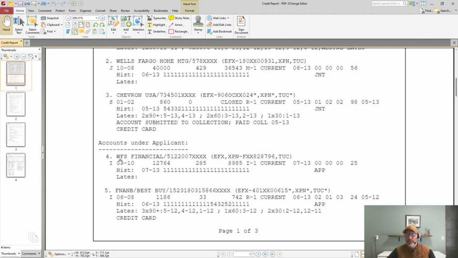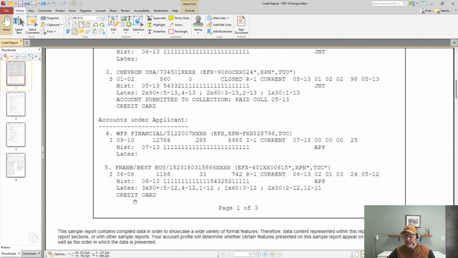You do also have a WFS Financial card that it looks like, or this looks like it probably is a car loan. It's an installment loan for $12,764, $285 a month payment. They paid this as agreed all the way through, or they're currently still paying it as agreed through July of 2013, 25 months reviewed with no lates.